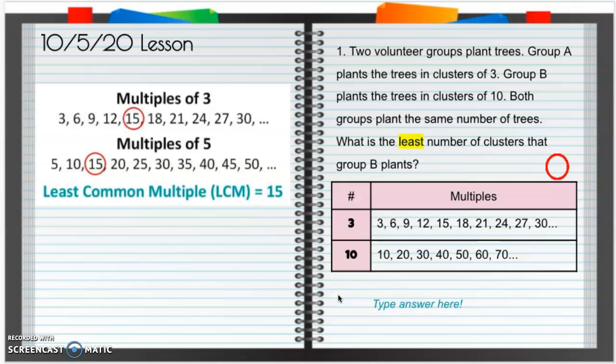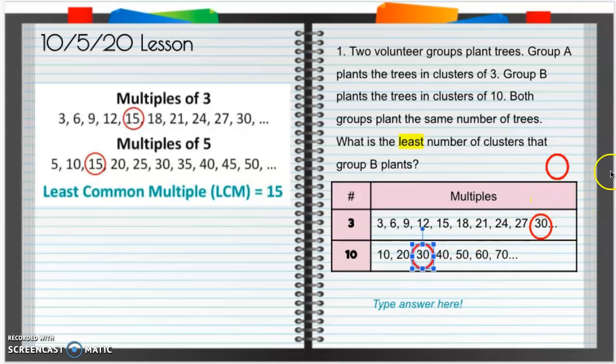What are we going to see here? What's going to be our least of the common multiples? If we have common multiples, let's see, what number do they share? Do they share a 10? No. How about 20? No. 30? I see a 30. Woohoo! We found a 30.